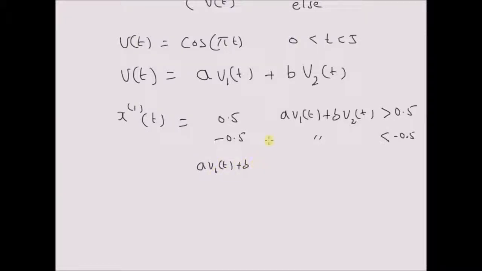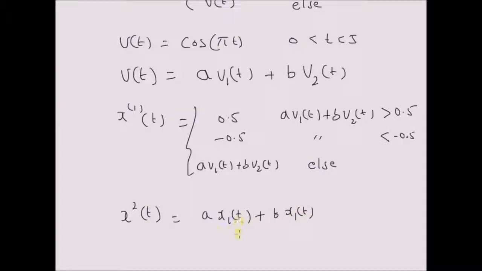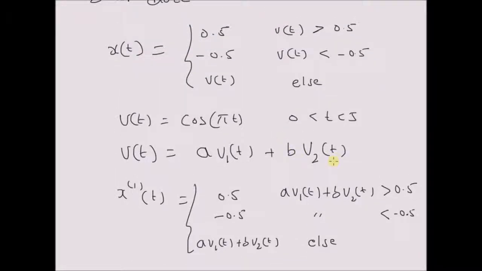That is, when the absolute value of the input is less than 0.5, then the output is equal to the input. So this is the corresponding output when a linear combination of V1 and V2 is given as input. Now the output x2 of t is given as a linear combination of corresponding outputs, that is x1 of t will be the output when V1 of t is the input from the original definition of the system, and x2 of t will be the output when V2 of t is the input.